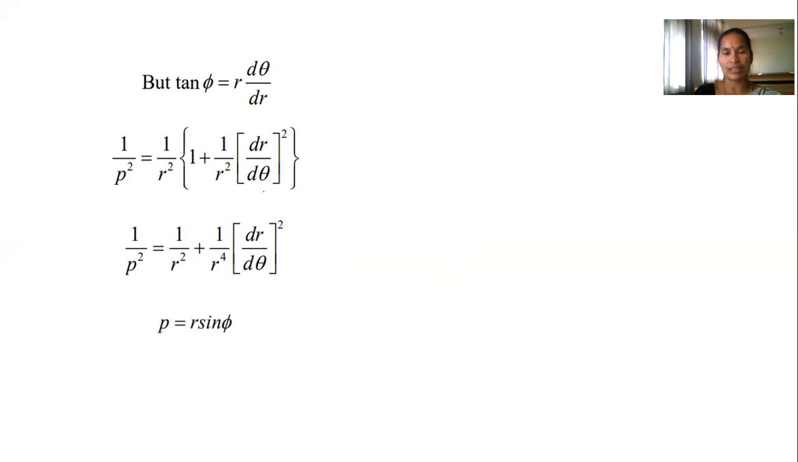Sometimes for the given equation we can use p is equal to r sin phi also. If we are able to find phi directly, then we use this formula, p is equal to r sin phi. If we are not able to get phi directly, then we use this formula, 1 by p square is equal to 1 by r square plus 1 by r to the power 4 into (dr by d theta) whole square. So this is about the pedal equation, or simply the PR equation.